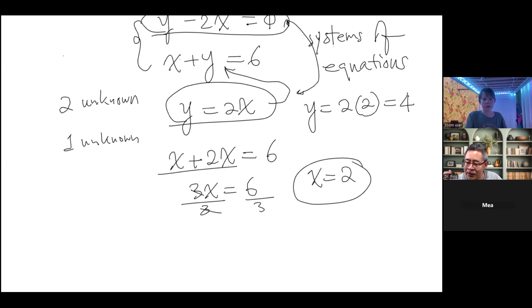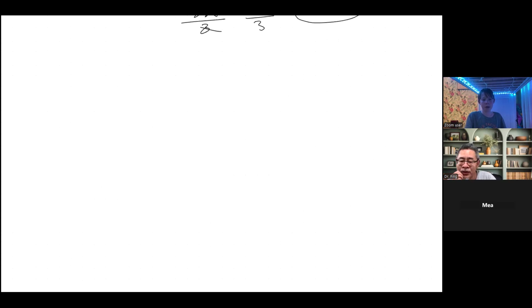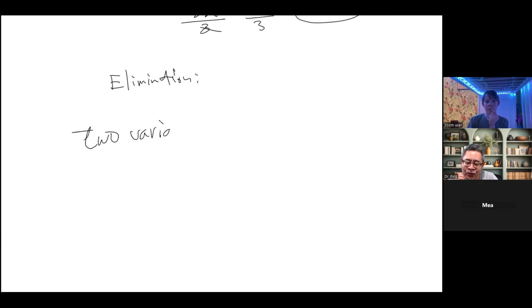And there is another way of solving systems of equations. It's called elimination. Now, both substitution and elimination have the same strategy: we change from two variables into one variable, and then we solve that. Then we go back to solve the other. So it just makes things easier.